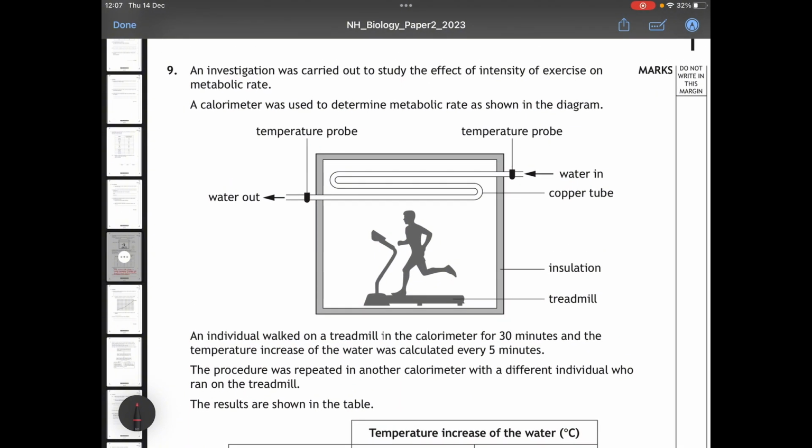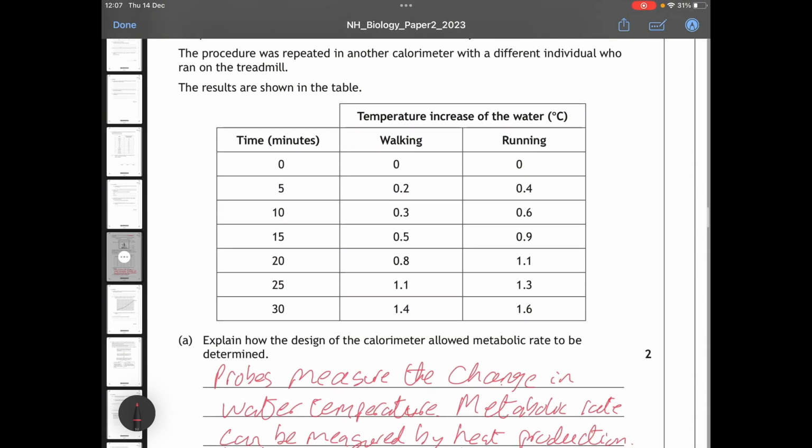And you can see the very first line says, an investigation was carried out to study the effect of intensity of exercise on metabolic rate. So it's the intensity of exercise. There's the word of, and straight after the word of comes intensity of exercise. So that is your independent variable. Okay.